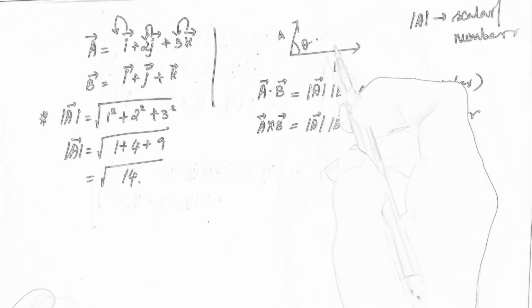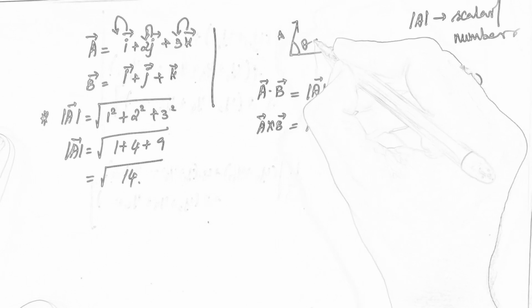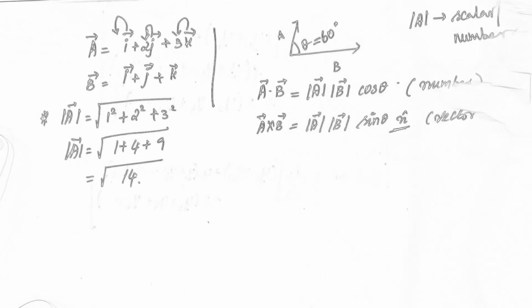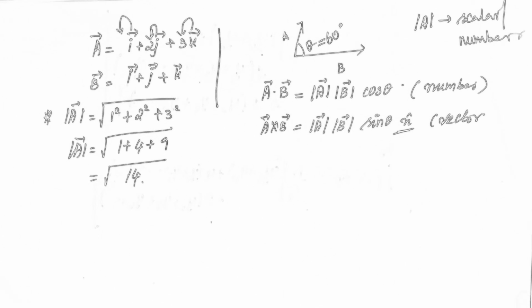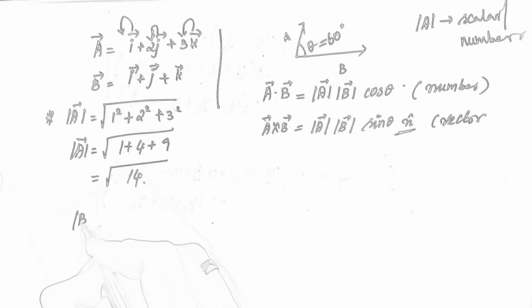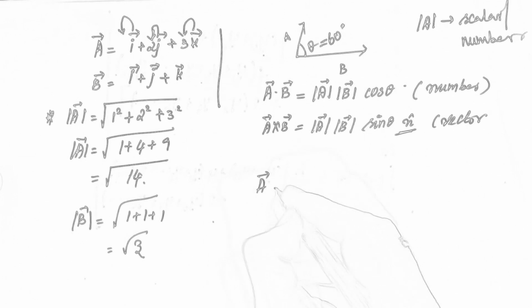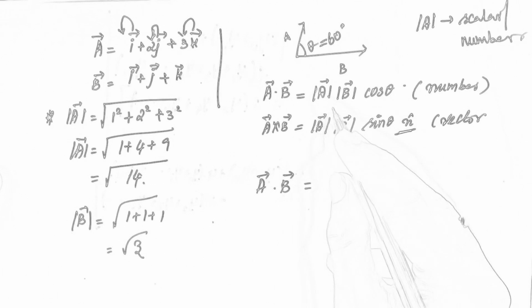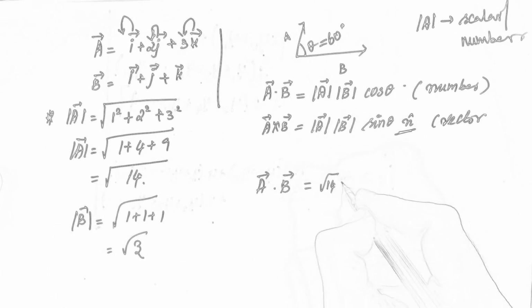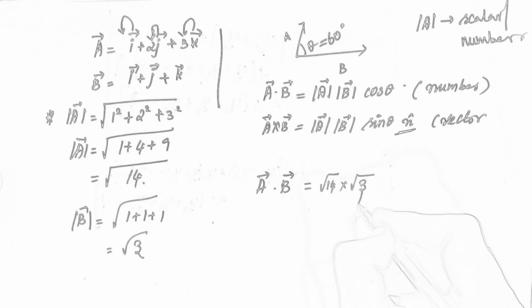So the angle theta, suppose it is given as 60 degrees. Now similarly the magnitude of B vector is equal to root of 1 plus 1 plus 1, which implies root of 3. So our A vector dot B vector is equal to the magnitude of A vector, root 14, and the magnitude of B vector, root 3, and cos 60.